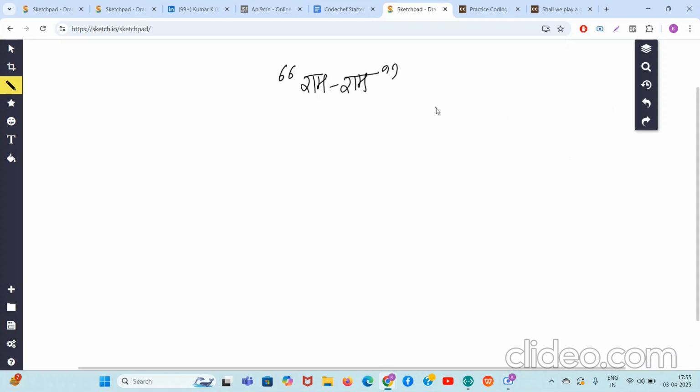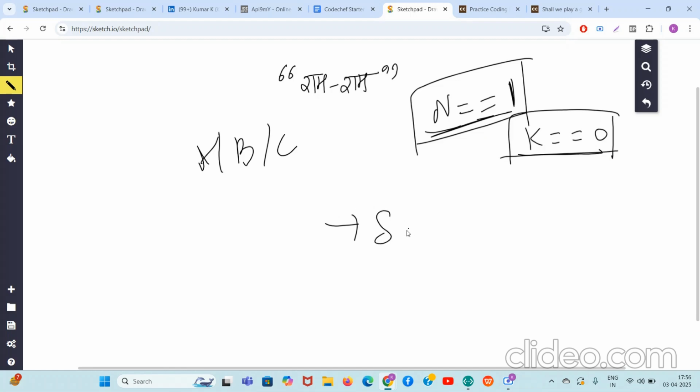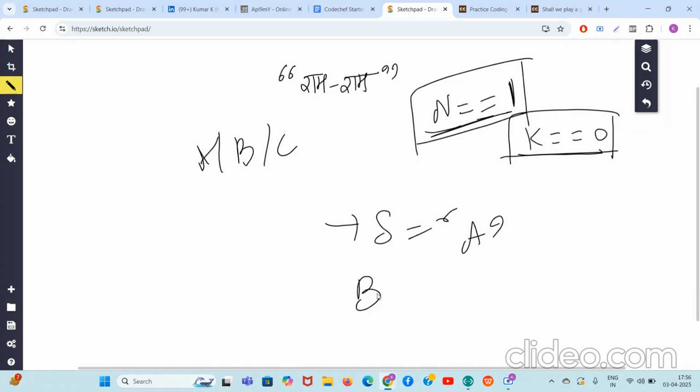Let's say I give you n equal to 1, k equal to 0. Create two strings of length 1. You can use a, b, or c in any of the strings. Create two strings of length 1 such that none of the characters match. You might say, sir, my first string will be b and the second string will also be b. This is wrong. None of the characters should match. B is matching with b, so that's not allowed. You can say that the first string is a and the second string is b.